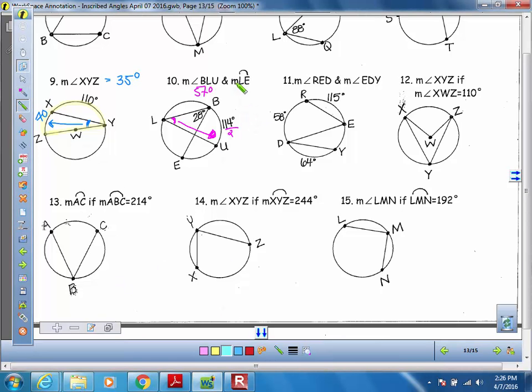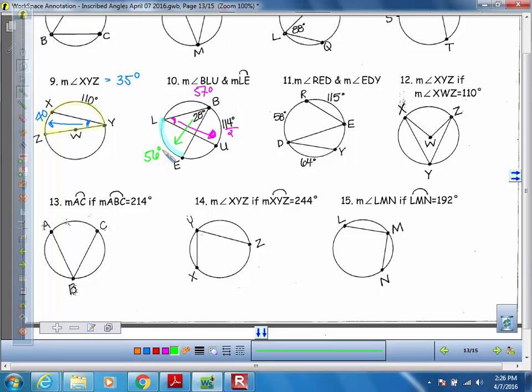Next, we want to find LE. So arc measure LE. What angle is that across from? 28. So you'd multiply that by 2, which would give us 56 degrees. Okay? Pretty easy so far, right?